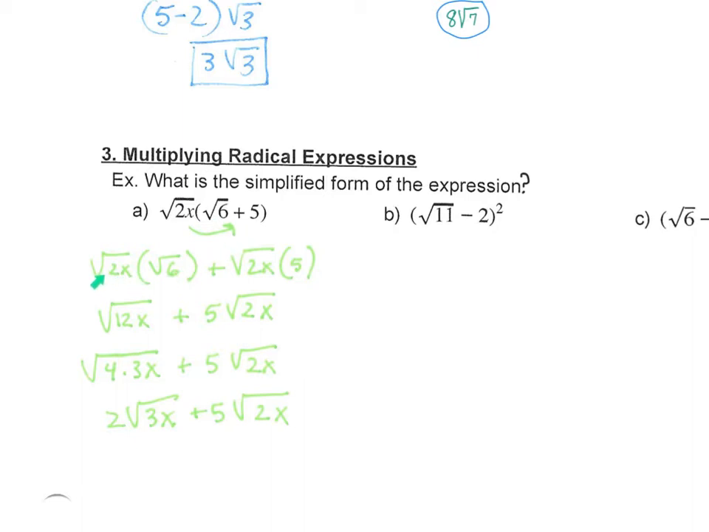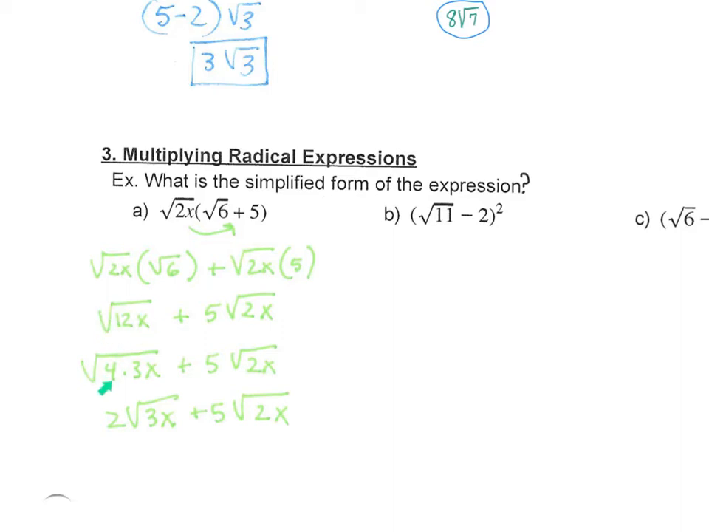I'm going to use the distributive property and multiply the square root of 2x times everything inside my parentheses. So I have the square root of 2x times the square root of 6 plus the square root of 2x times 5. When I multiply them out, I get the square root of 12x plus 5 square root of 2x. There's nothing more to be done with this term; I can't simplify that anymore. But I do know that 12 has a perfect square in it, so I can simplify this radical.